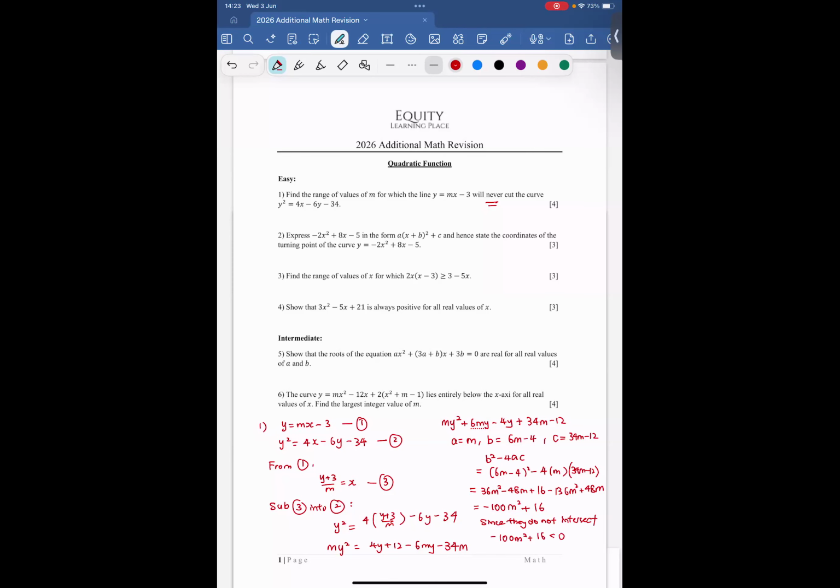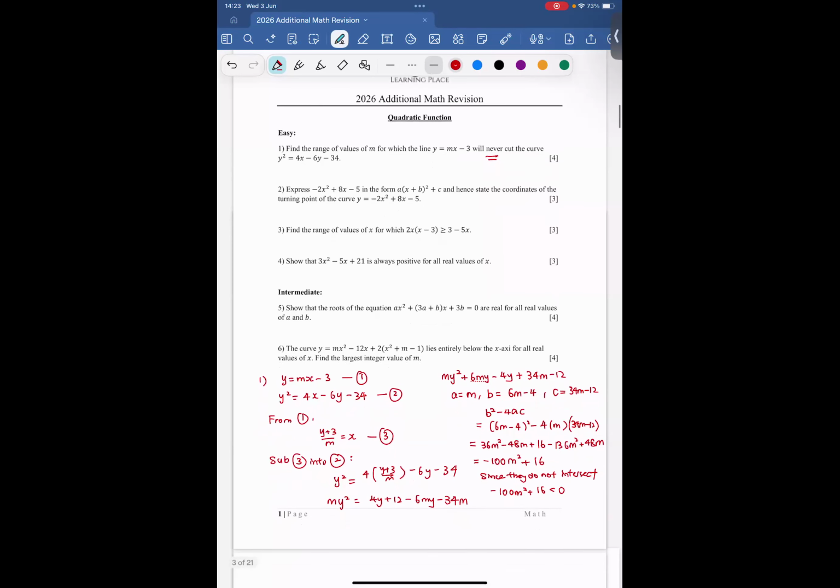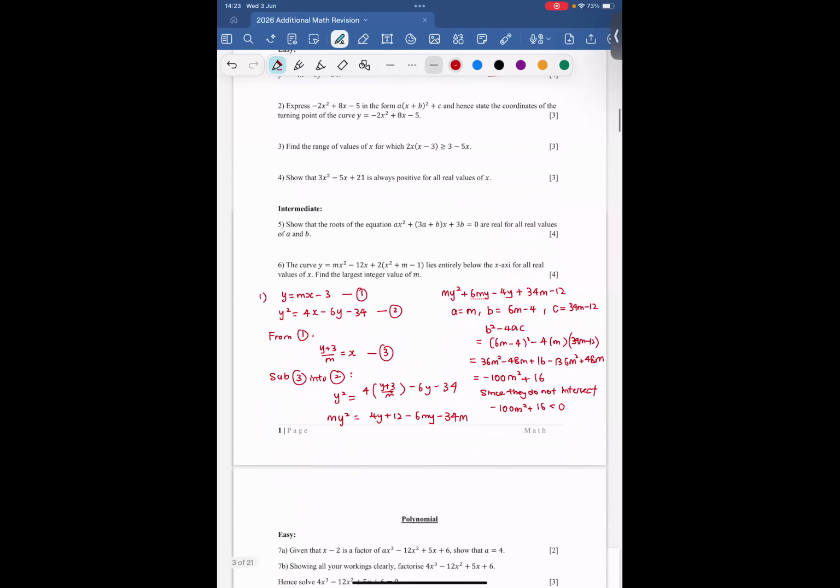Is less than 0. How do I solve this? We must take note that this is actually a square, then got inequality. So first thing first, I would make m square positive. How to make it positive? Just bring to the other side. So it becomes 100m square minus 16. Then we divide by 4 first. Then this will become 25m square minus 4. Now I can factorize: 5m plus 2, 5m minus 2.